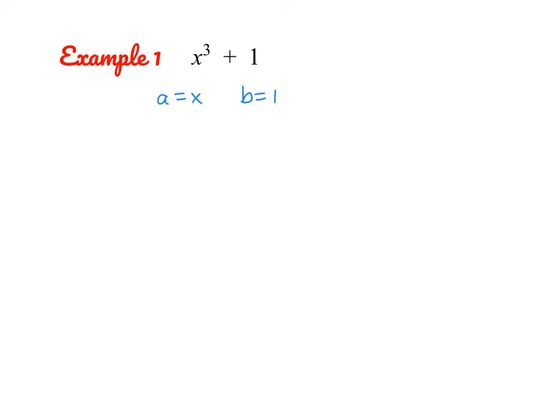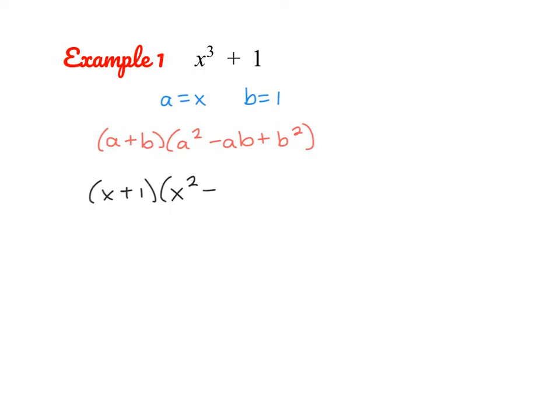Remember, here's the formula that we will be using. So it's a plus b times a squared minus a times b plus b squared. So now we just substitute. So a is x, b is 1. A squared would give us x squared.